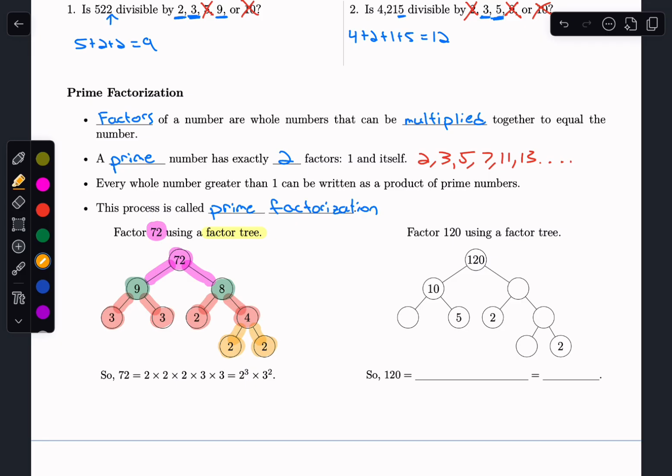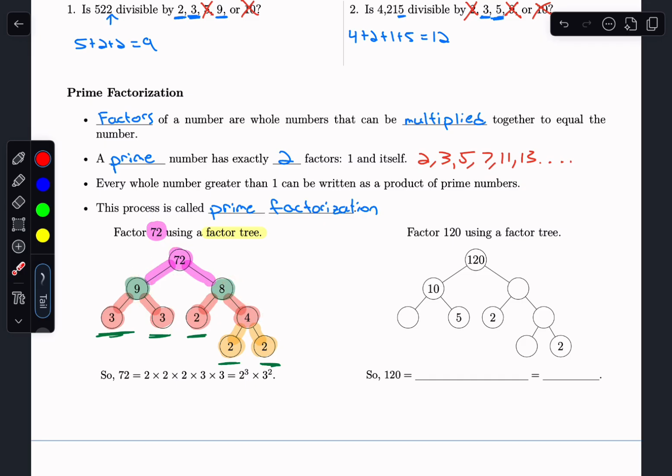We do not stop until we get to a prime number at the end of the branches. So notice the ends of all these branches here are 3, 3, 2, 2, and 2. All the other numbers that were in the middle, so the 9, the 8, the 4, and the 72, those are not part of our prime factorization. Those were just steps to get us there. So the only numbers we actually care about are what are at the end of all the branches.